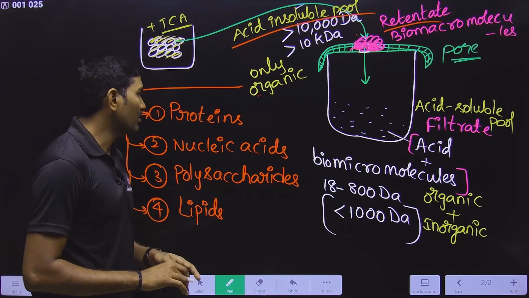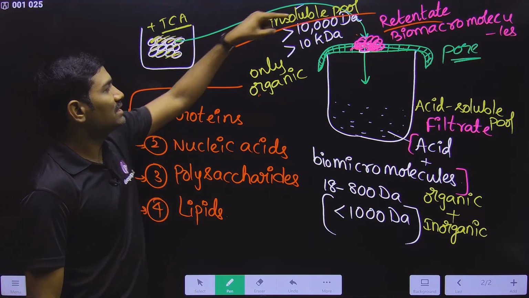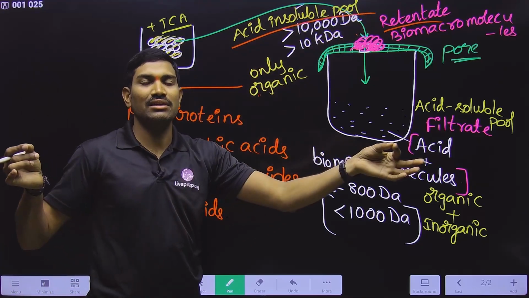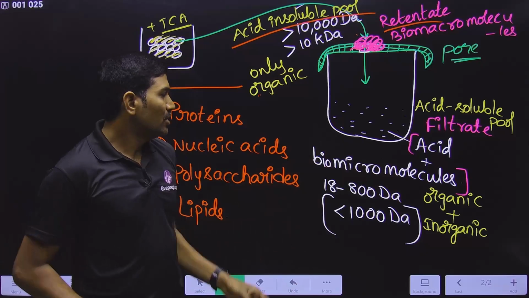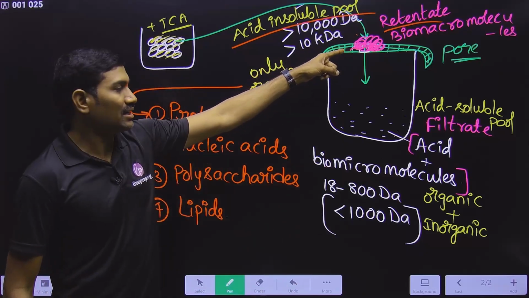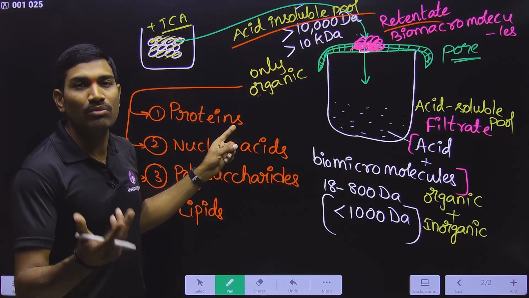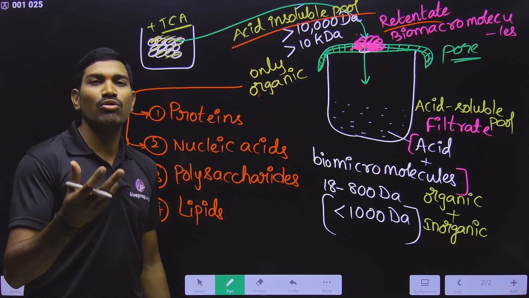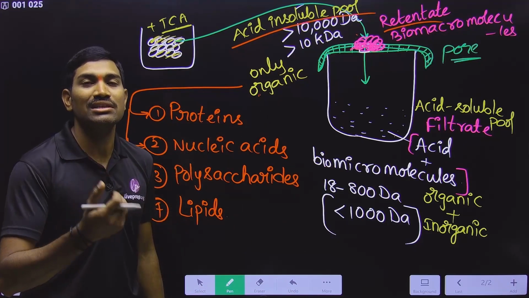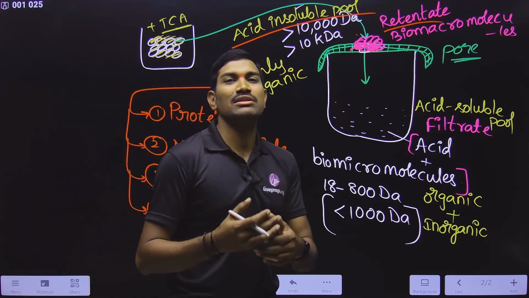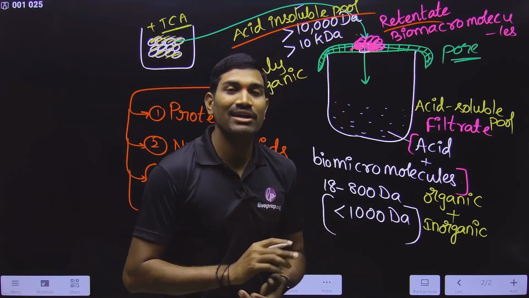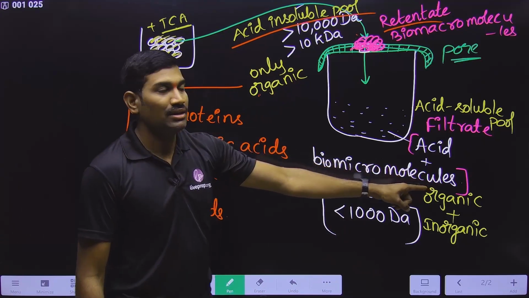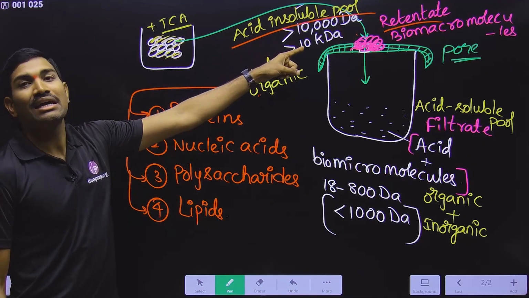Try to understand carefully. Proteins are present in the retentate. Proteins are polymers, long molecules. But what is the individual monomer called? What is the monomer for proteins? Mono means single, mer means unit, single unit. So proteins are polymers of amino acids. But where will you find individual amino acids? Individual amino acids are present in the filtrate, but proteins are present in the retentate.